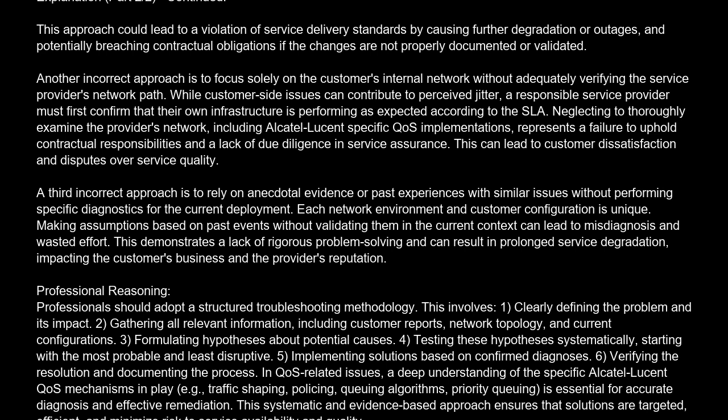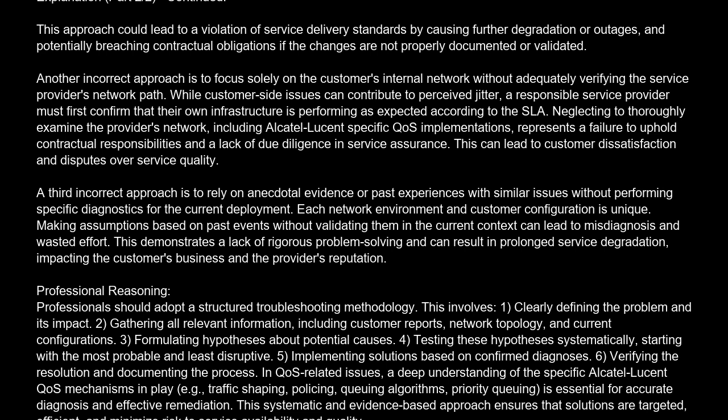Another incorrect approach is to focus solely on the customer's internal network without adequately verifying the service provider's network path. While customer-side issues can contribute to perceived jitter, a responsible service provider must first confirm that their own infrastructure is performing as expected according to the SLA.